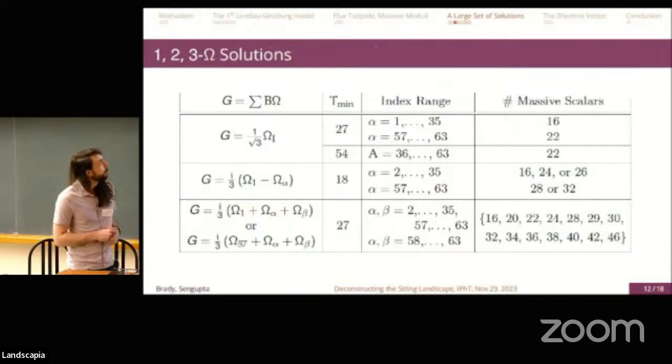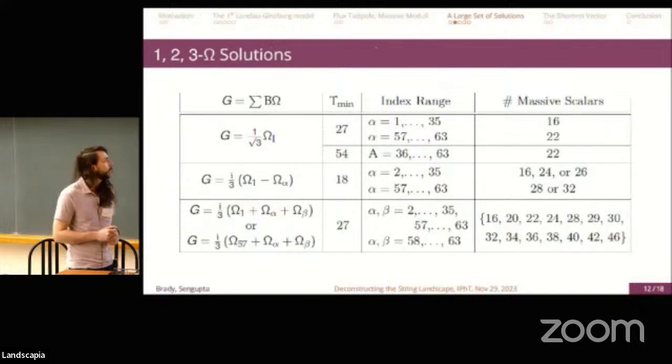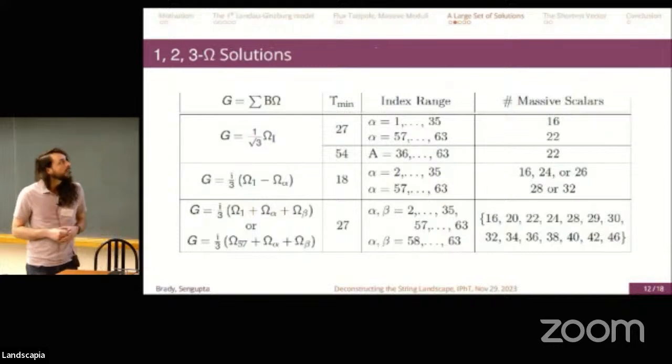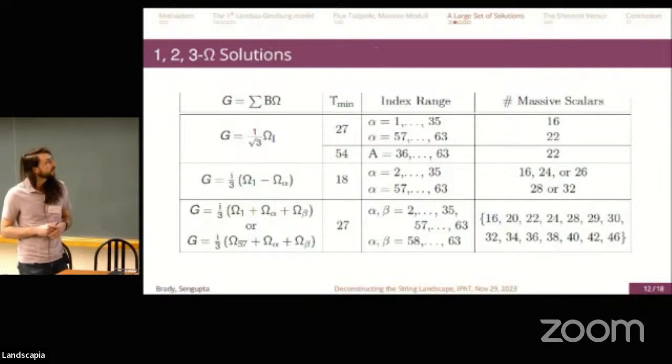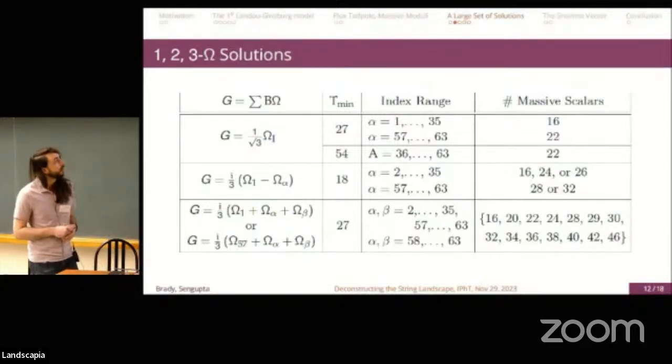We find the minimum tadpole value for 1 omega is 27. And this is just the enumerated list of complex structure moduli that we established beforehand. There's a typo here. There should be, oh wait, that's later on here. So we find they can stabilize 16 massive scalars, or 22, depending on your choice of index in this enumerated list. That's the rank of the mass matrix, as Nindo mentioned before.